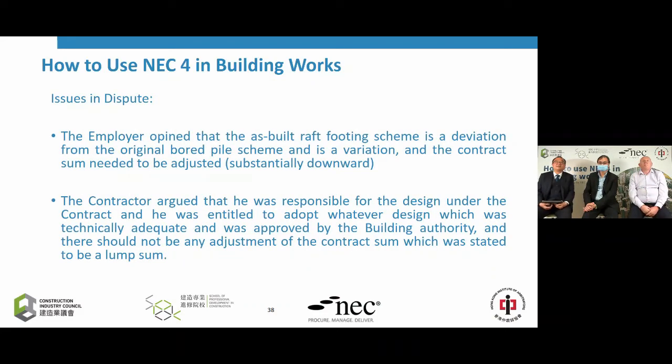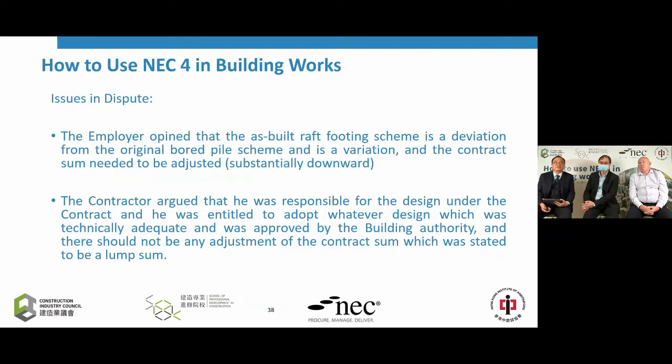The dispute is that the employer is of the opinion that the rock footing is a deviation from the original wall pile design, so it is a variation, and therefore the contract sum has to be adjusted quite substantially downward. But the contractor argued that because under the contract he was responsible for the whole design, he is fully entitled to adopt whatever design was technically adequate and could be approved by the building authority, and therefore there should not be any adjustment at all of the contract sum. And in fact, the contract sum was stated to be a lump sum.